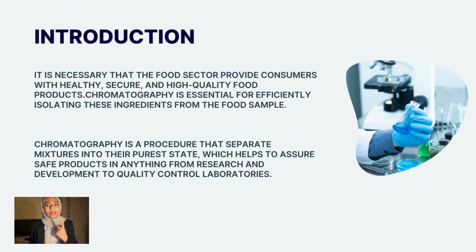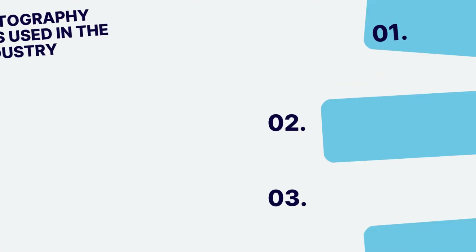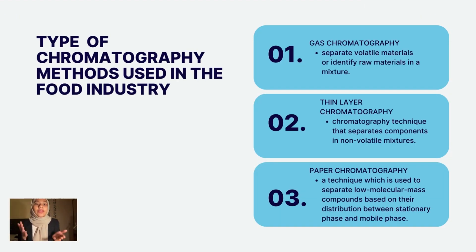So what is chromatography? Chromatography is a procedure that can separate a mixture into its pure state, which can help to assure a safe product in anything from research and development to a quality control laboratory. Let's get to know about the types of chromatography used in the food industry.